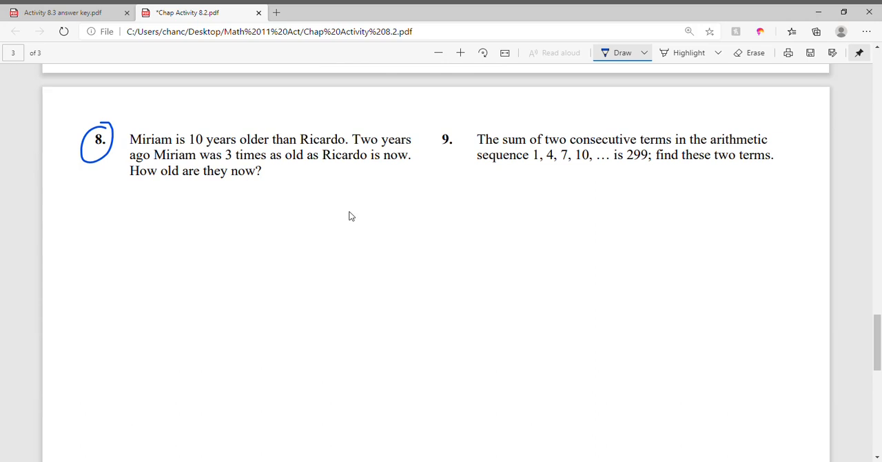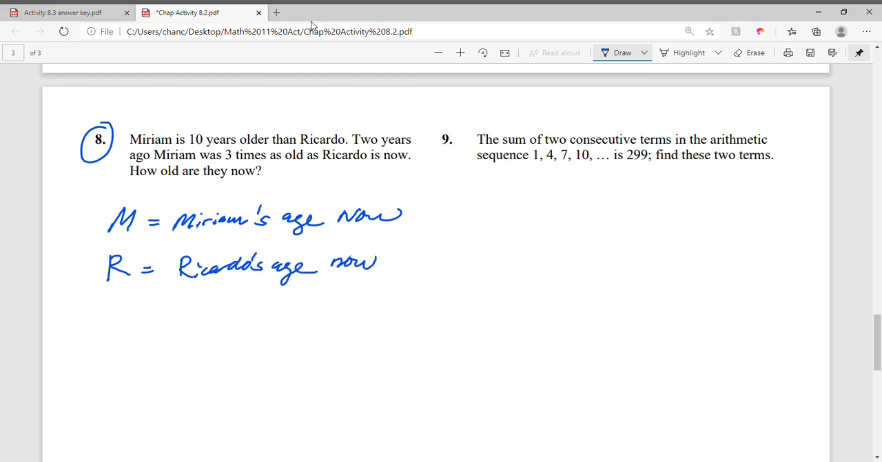Number 8. Miriam is 10 years older than Ricardo. 2 years ago, Miriam was 3 times as old as Ricardo is now. How old are they now? Let's let M represent Miriam's age now. And we'll let R represent Ricardo's age now. Let's come up with some equations.